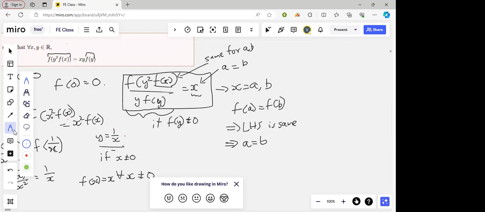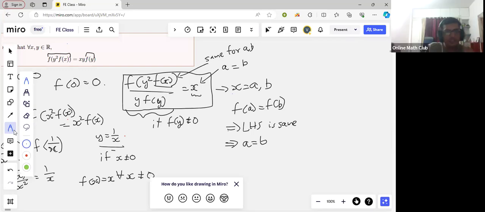Sir, isn't f of x equal to 0 another solution? Because there can be a case in which every y is mapped to 0. Yeah, f of x equal to 0 is another solution because we are assuming here that f of y is not equal to 0 for some y. If such a y does not exist, then we get the other solution f of y is equal to 0 for all y. This is one solution, and if this is not the solution, then we look for other solutions.